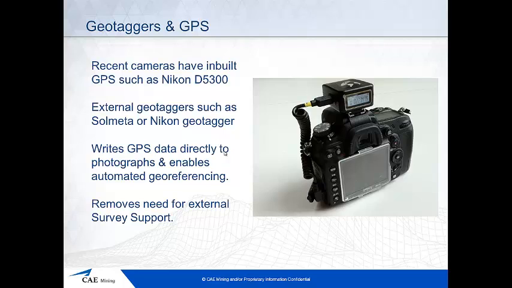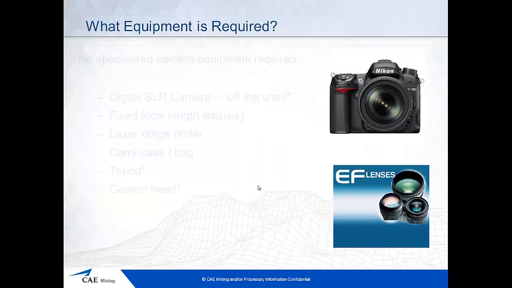What these cameras do means we can take these photographs handheld, and the geotaggers will write the GPS data directly into the metadata of the photographs, which, as I mentioned, allows us to build a fully georeferenced mosaic straight from these photographs. What that means is that we no longer need external survey support. So particularly for consultants, you're self-sufficient. You use a geotagger, you don't need external survey support.